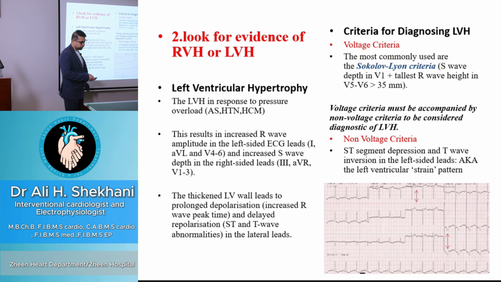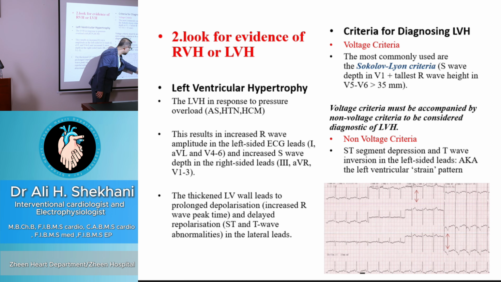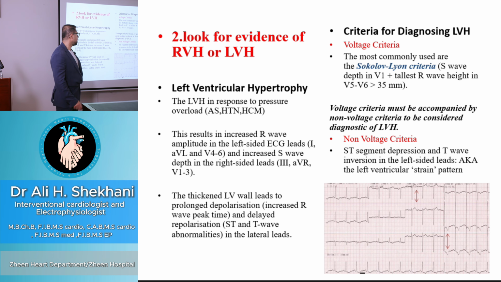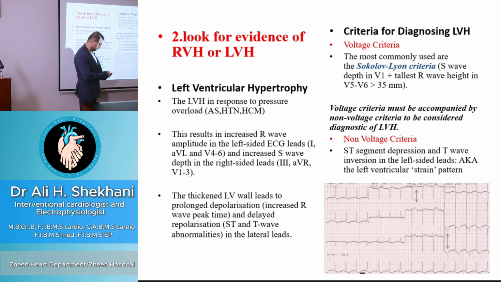We have several criteria for the definition of left ventricular hypertrophy. The simplest one is the Sokolow-Lyon criteria: the summation of the S in V1 and R in V5 or V6 is more than 35 millimeters, or more than 7 large squares. The voltage criteria of left ventricular hypertrophy should be combined with non-voltage criteria in order to say that the patient has left ventricular hypertrophy. The non-voltage criteria is the repolarization abnormality, I mean, there are ST-T changes.